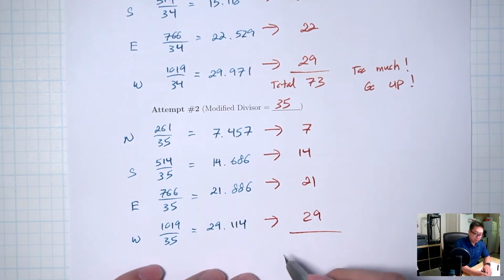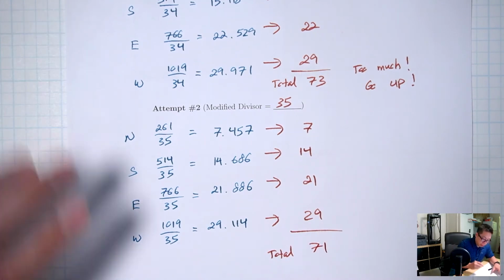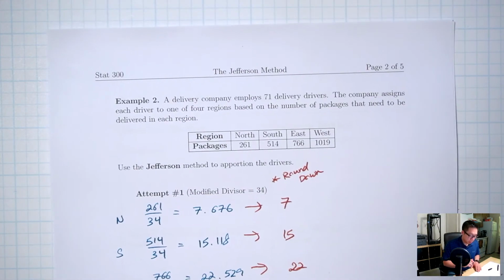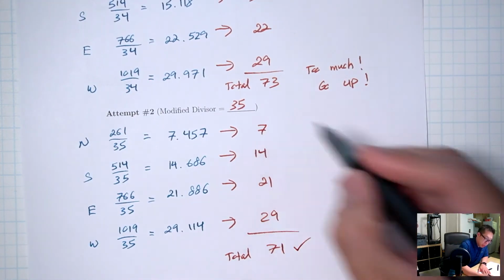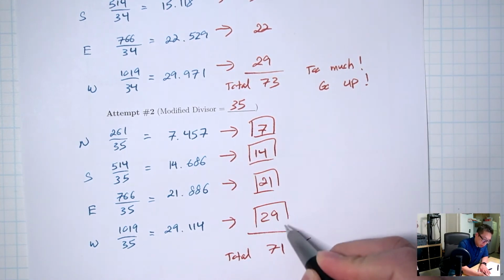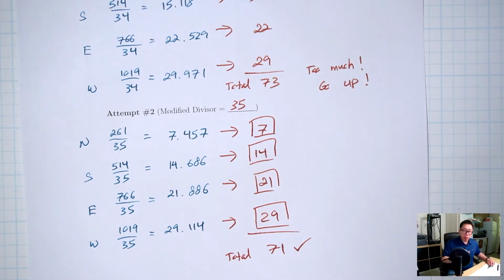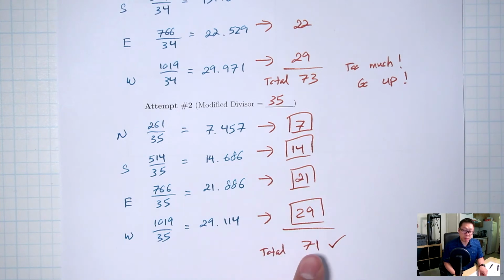And then you'll check the total. 7 plus 14 plus 21 plus 29 is 71. Is that the number I want? Yes, I have 71 drivers. I did get exactly 71, so that's exactly what I want, which means my final answer is going to be 7, 14, 21, and 29. So for the problems I gave you in this class, if you do it correctly, on that second attempt, it should work out to be exactly the number that you want.